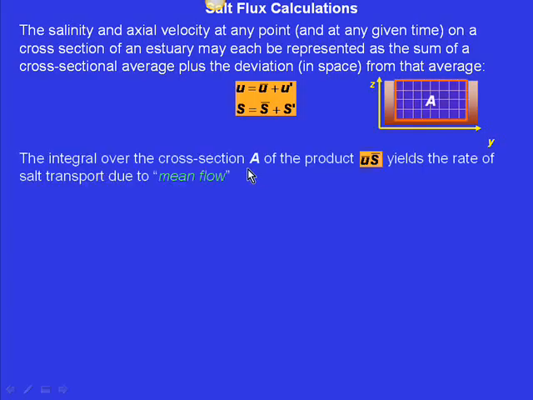So we're talking an area A. The integral over the entire cross section of the product U bar times S bar yields the rate of salt transport due to the mean flow. So that's the salt transport due to the cross-sectional average flow. The product of the cross-sectional average of U times the cross-sectional average of S gives us the salt transport due to that flow. And it's simply that.